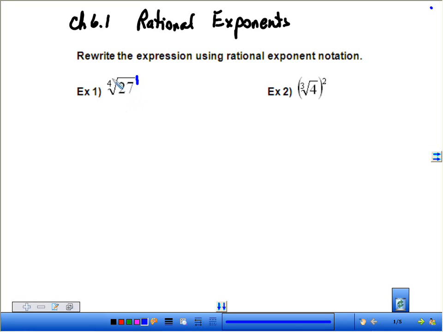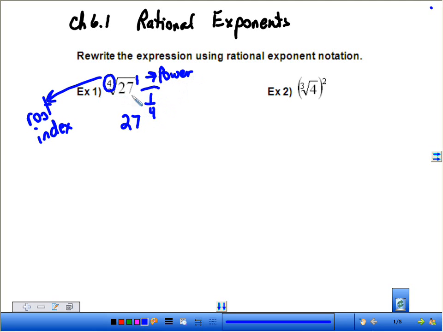So when we take a look at this, our index here, or our root, those are two words that mean the same thing, our root or our index, we're going to use that in a fraction for 27. The fourth root of 27 is equal to 27 to the power of 1 over 4. The root goes on the bottom, the power, this is the exponent, the power goes on the top.